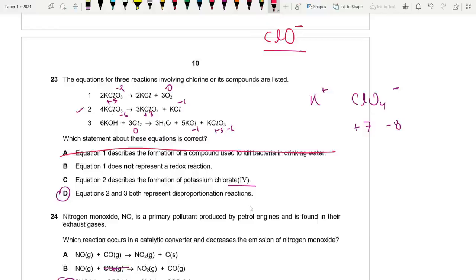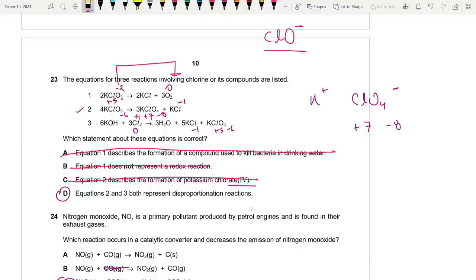Wrong, because look, oxide is -2 over here, right? And it turns into 0. It's clearly redox. Equation 2 describes the formation of potassium chlorate(VII). So let's check potassium chlorate. So this is -8. This is +1 for sure, group 1. This is +7. This is potassium chlorate(VII), guys. C is wrong. Equations 2 and 3 are both disproportionation reactions.